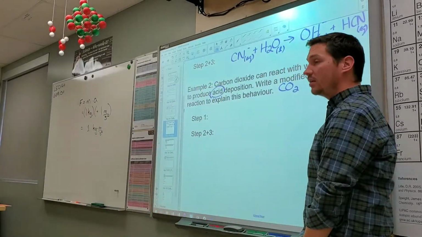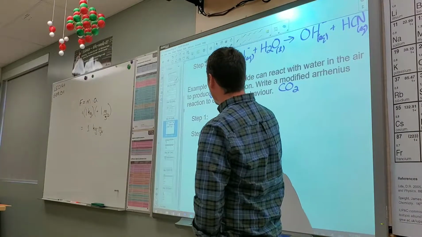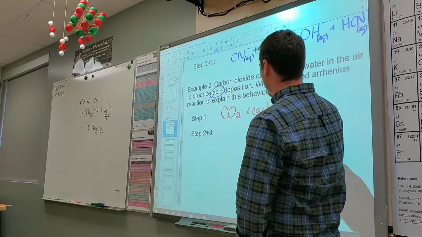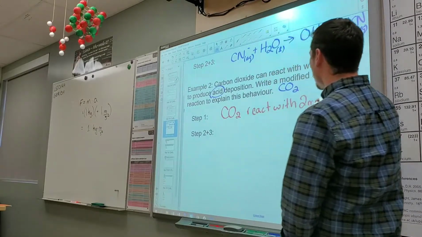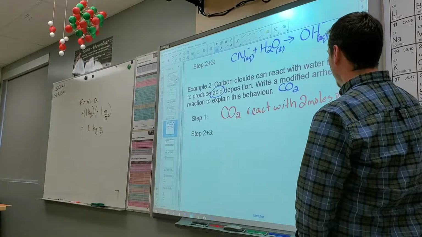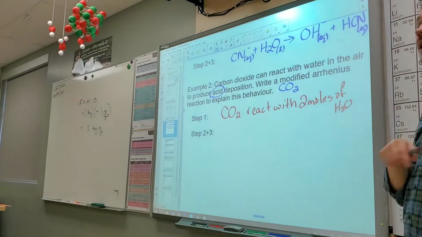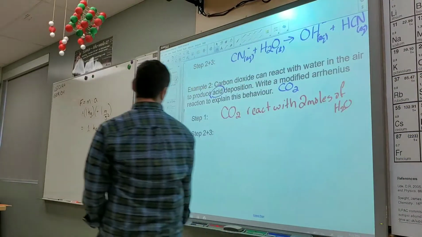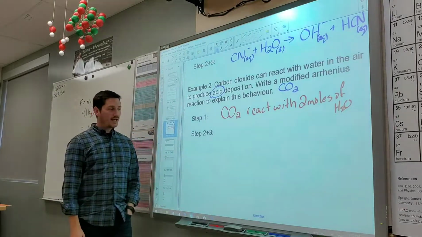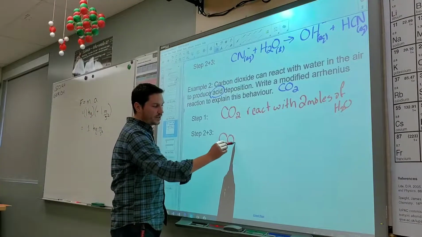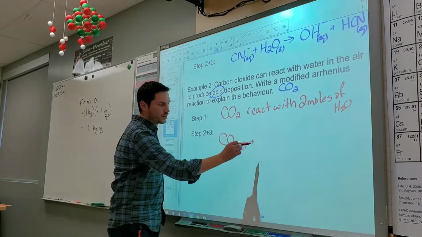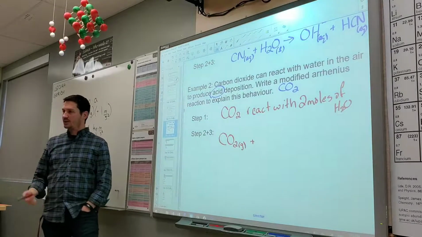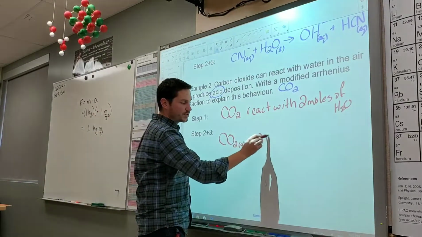So step 1 is we're going to take carbon dioxide, but you have to react it with 2 moles of H2O because it's a non-metal oxide. So let's write down an equation for that. Carbon dioxide gas. If I want to say that this thing reacts with 2 moles of water, what do I have to write down? 2H2O.